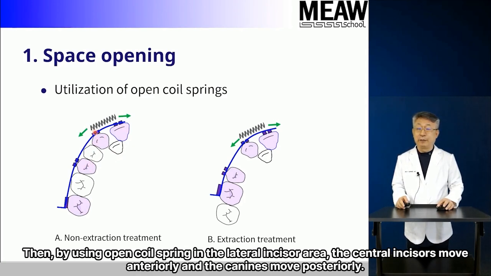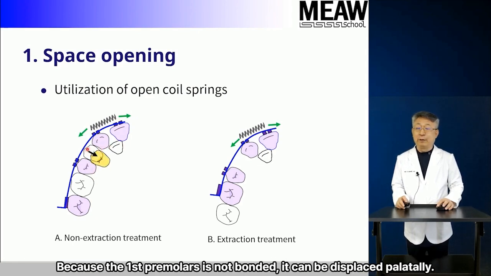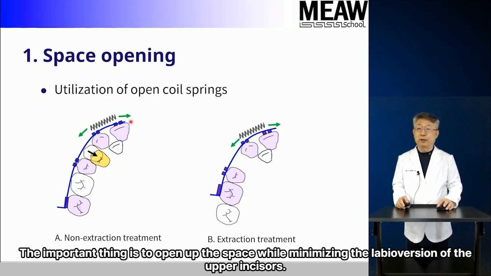Then, by using open coil spring in the lateral incisor area, the central incisors move anteriorly and the canines move posteriorly. Because the first premolar is not bonded, it can be displaced palatally. The important thing is to open up the space while minimizing the labioversion of the upper incisors.